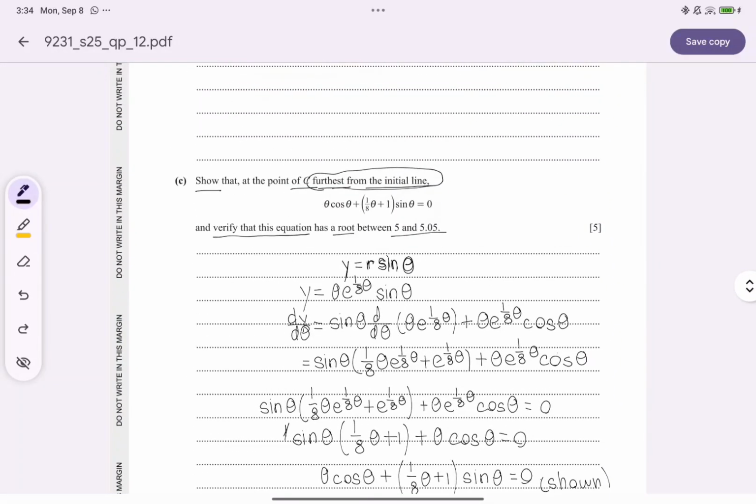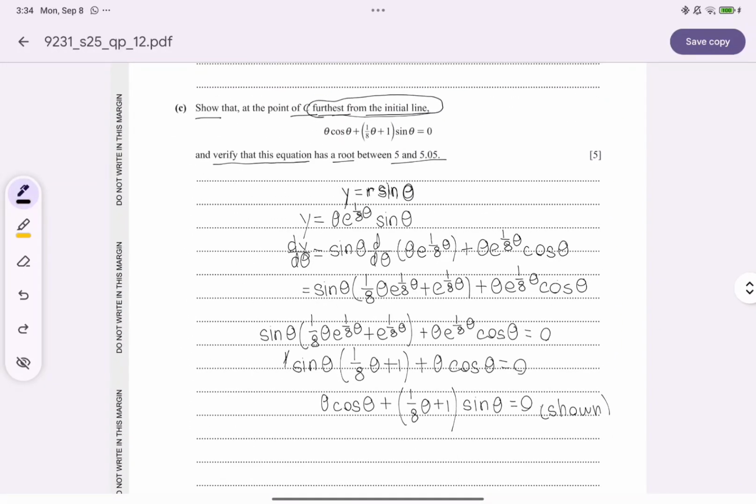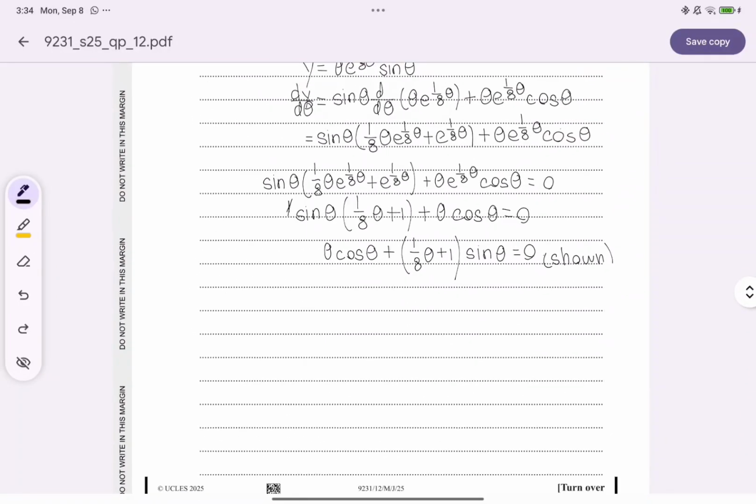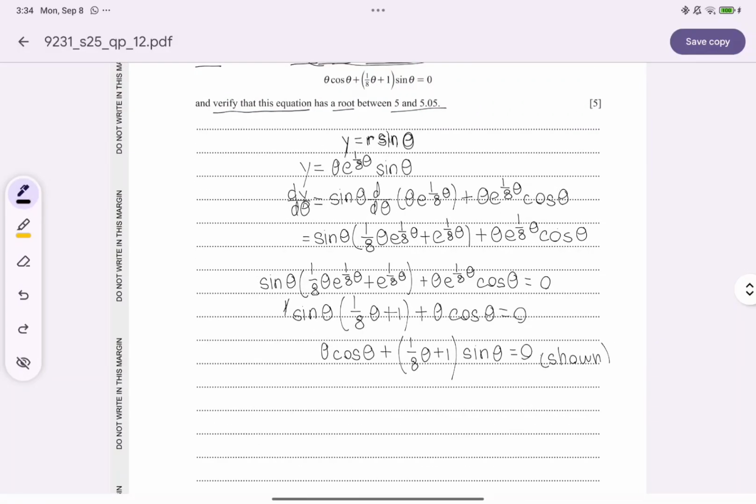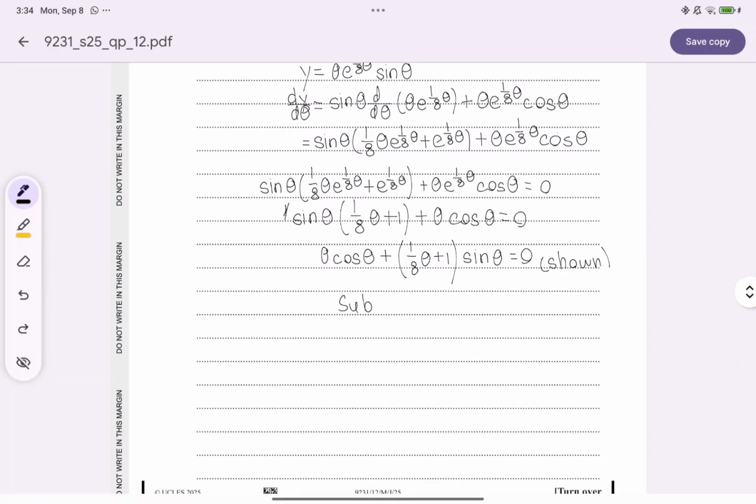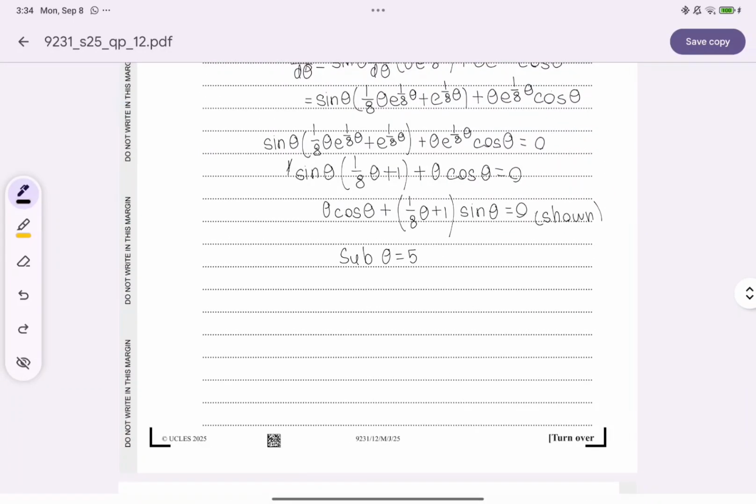And now we have to do the second part of this question. We have to verify. To do that, just substitute the respective values. So let's substitute theta equals 5. This would be 5 cosine 5 plus (5 over 8 plus 1) sine 5. That equals, make sure your calculator is in radian mode for this.